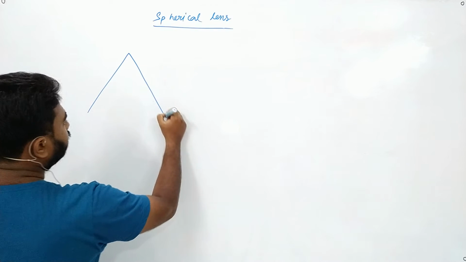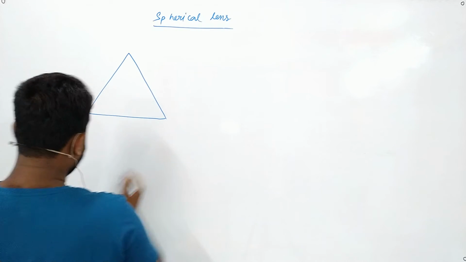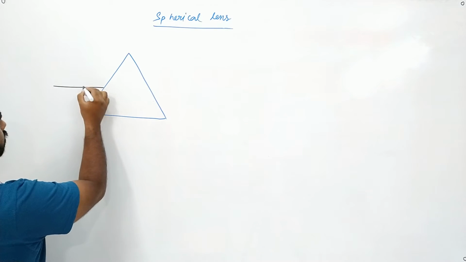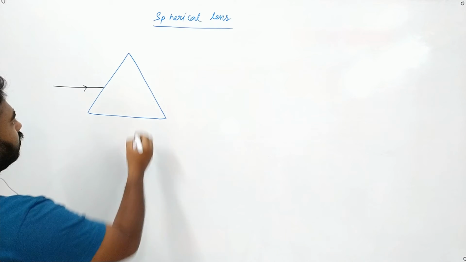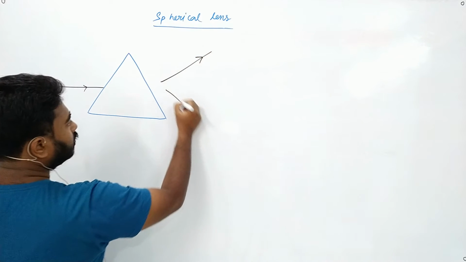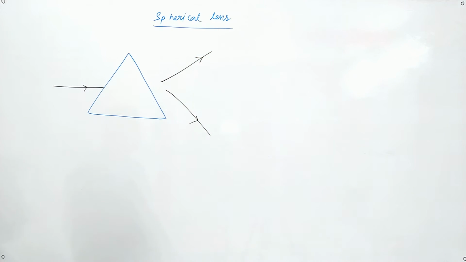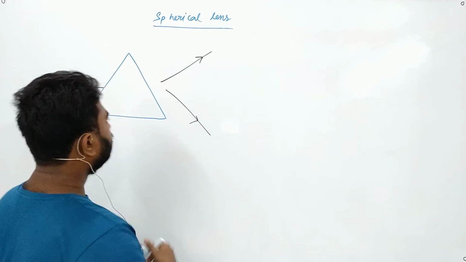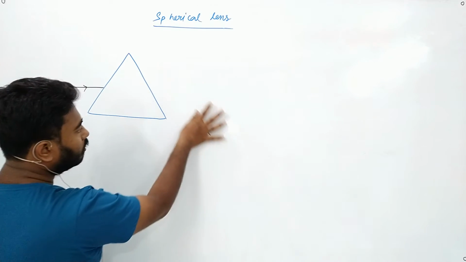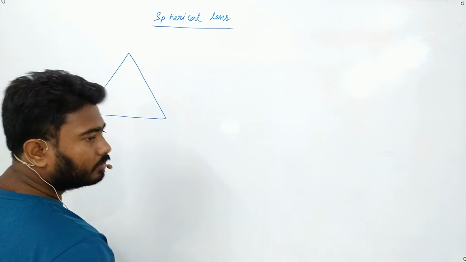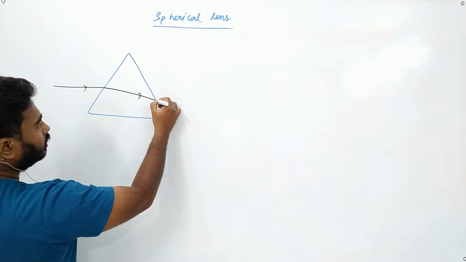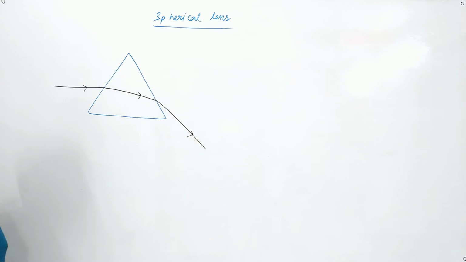Yes, sir. Chandrima, if a ray of light comes parallel to the base of a prism, what happens? Will it go in this way or in this way? In which direction will it go? It goes downwards. We won't say downwards, we will say towards the base of the prism, right? So it will go in this way.